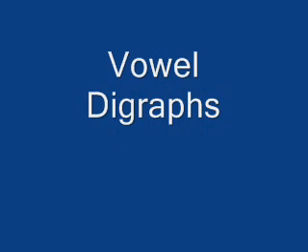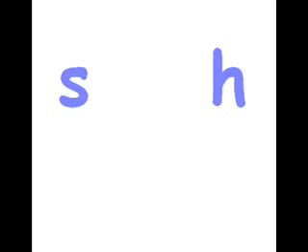I think a good way to start thinking about vowel digraphs is to compare them to what you already know. You know a consonant digraph is when two consonants come together to make one sound. Similarly, a vowel digraph is when two vowels come together and make one sound. One example of a vowel digraph is in the word rain. A and I come together to make the long A sound.